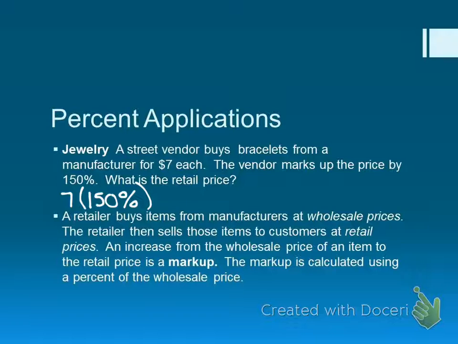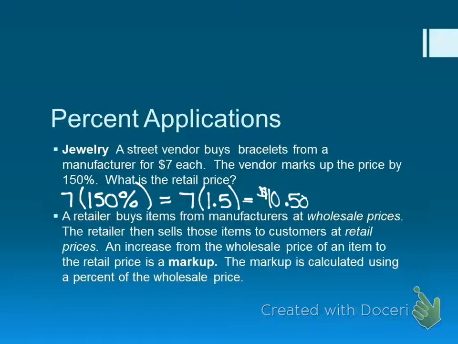But before we can multiply, what do we need to do to our percentage? Turn it to a decimal. So that's why I have 7 times what? 1.5. Okay, and what is 7 times 1.5? What's that going to be? $10.50. But that's not my final answer.